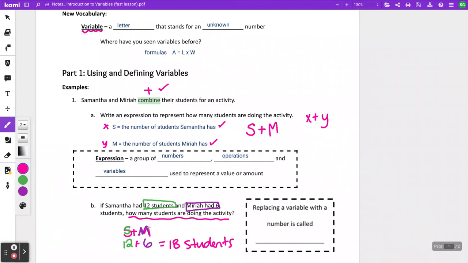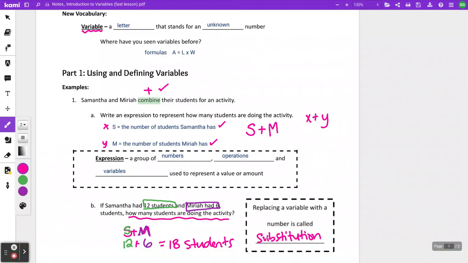Now there's something I did there with those colors. I was taking each of my variables, each of my letters, and replacing the variable with a number. In math, when you do that, it is called substitution. Anytime you actually know what the variable is, what number it is, you can replace it. So if I know Samantha has 12 students, I can replace the letter S with the answer, which is Samantha does have 12 students. And we did that same thing for Mariah. That replacing there is called substitution.